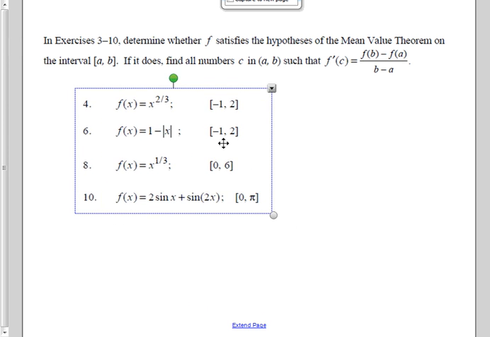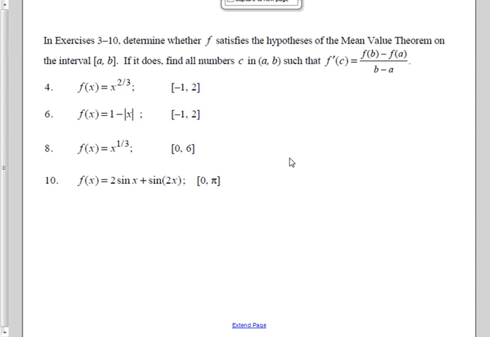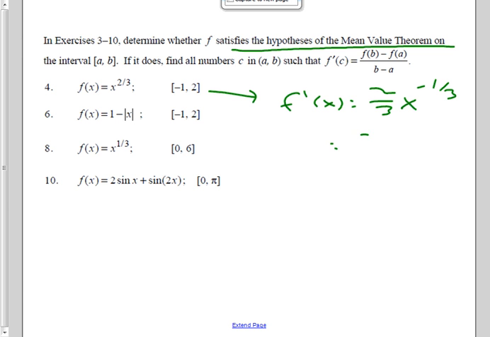If we look at the first one, does it satisfy the hypotheses of the mean value theorem? Well, the derivative equals 2/3 x to the negative 1/3, which is the same thing as 2 over 3 cubed root of x.